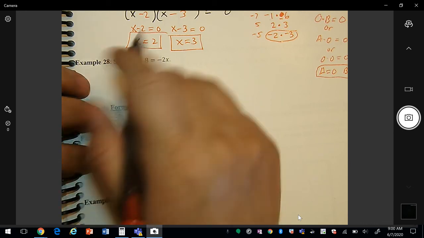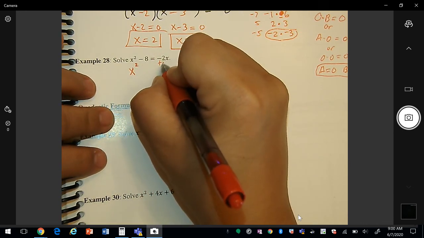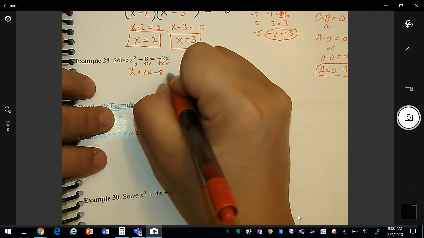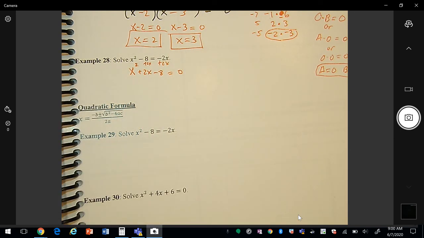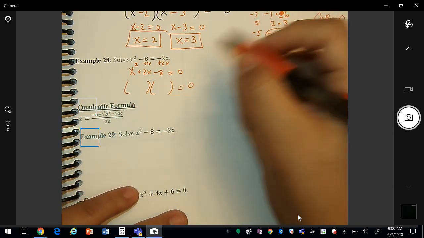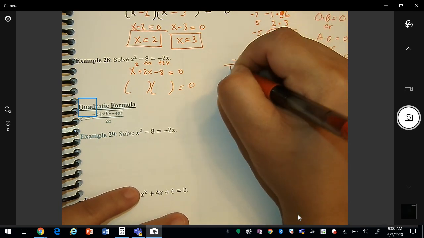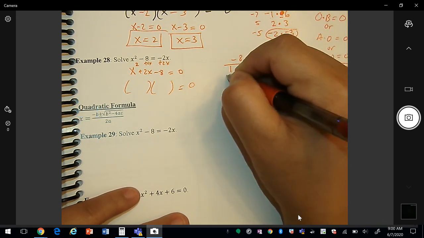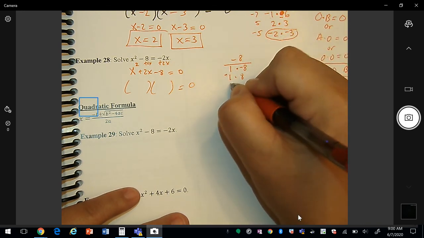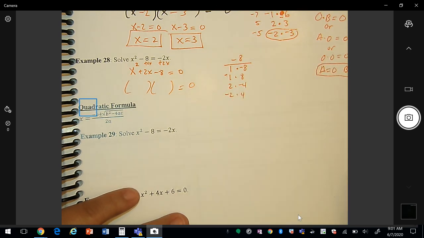In order to factor, everything has to be on the same side. So I'm going to add 2x on this side and on this side. And we always set it equal to 0. So we need two parentheses here. And then we have a negative 8. So to get a negative 8, we can do 1 times negative 8, or negative 1 times 8, or 2 times negative 4, or negative 2 times 4.